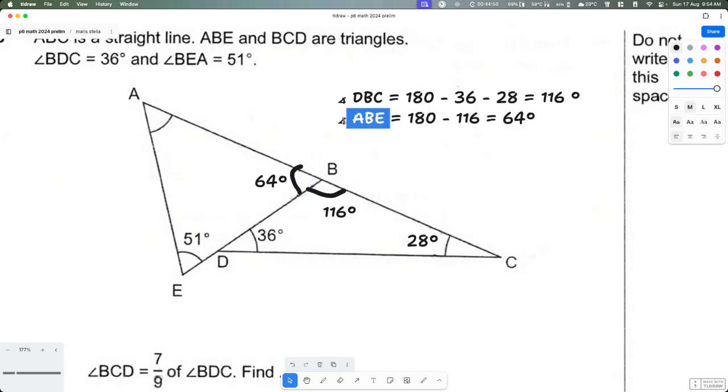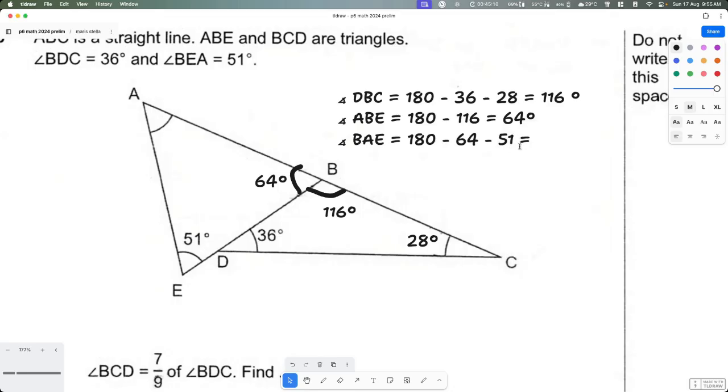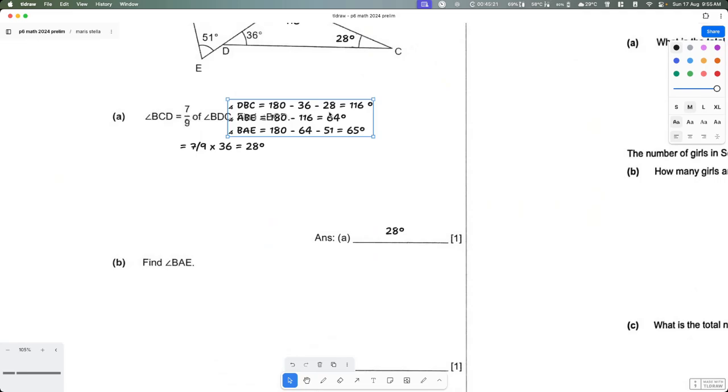Angle BAE is equal to 180 minus 64 minus 51, and this is equal to 65 degrees. There you go. So in this case, BAE over here is 65 degrees.